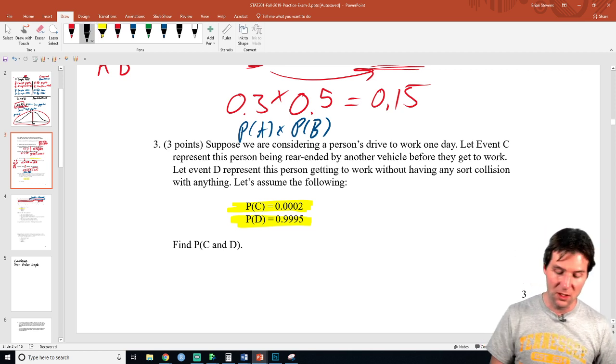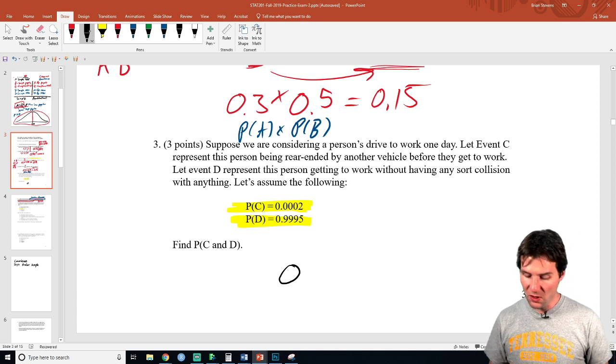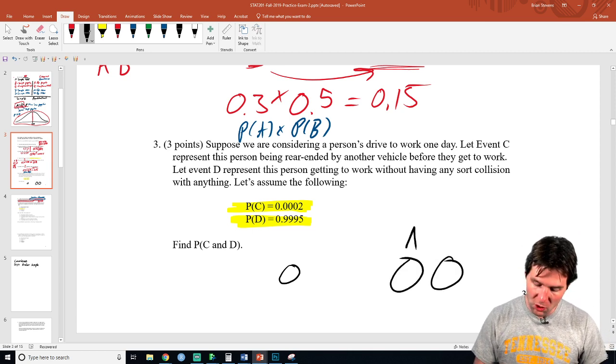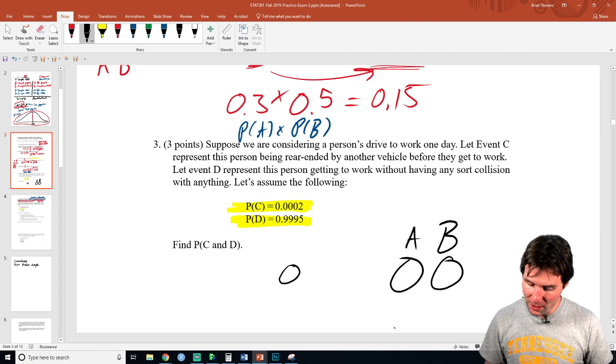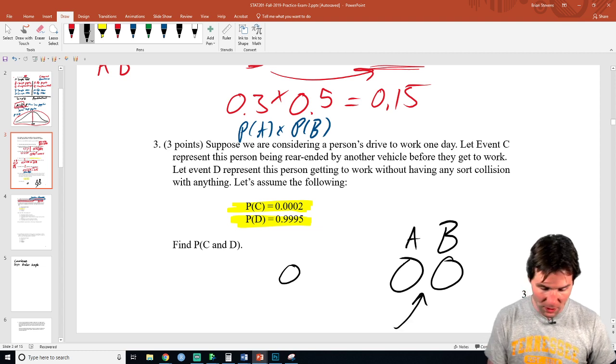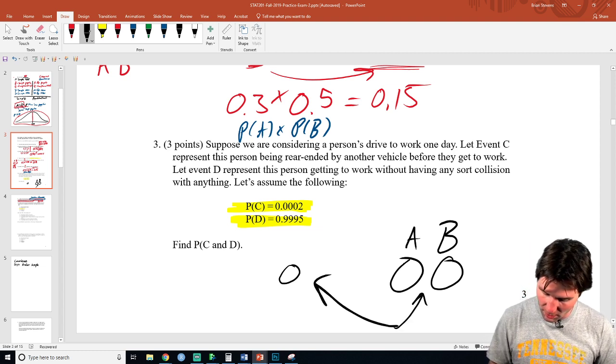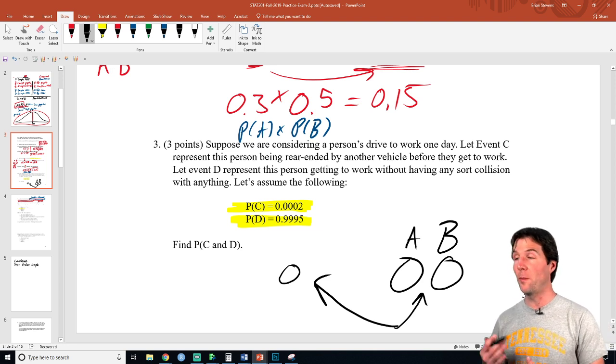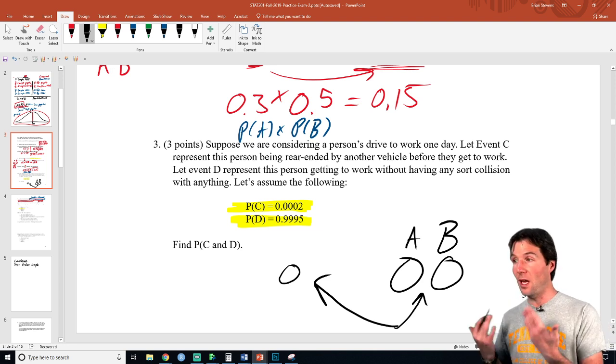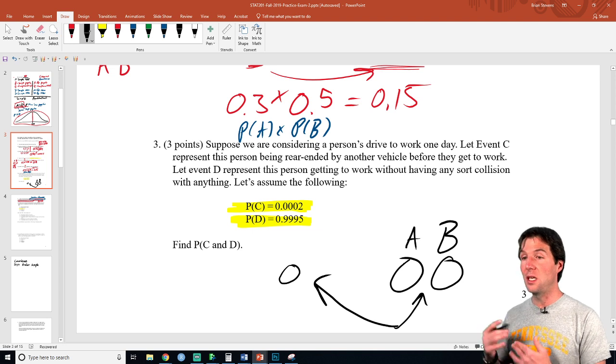So what's the probability of these two things occurring? It's interesting because what we have here are disjoint events. So what amount of time do A and B occur? A and B occur 0 amount of time for disjoint events, because if A occurs, B can't occur, so A and B can't occur together.